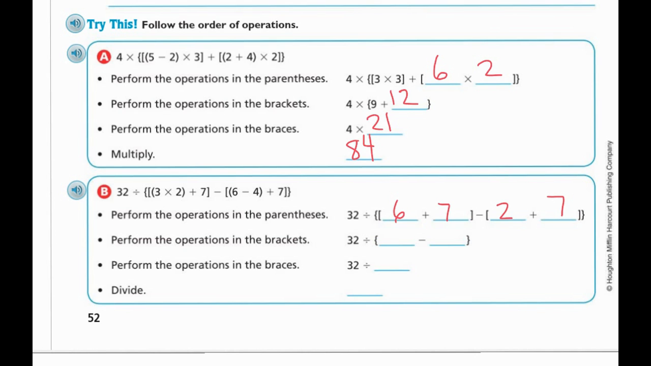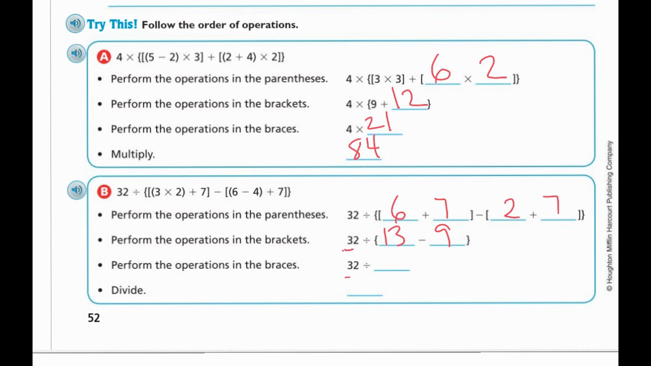Okay, so now I still have the 32. See how it's brought down? I still have that divided. So now I'm going to do inside my brackets, 6 plus 7. Okay, 6 plus 7 is 13. Okay, and then I have this minus sign. See that minus sign's right there? Now I'm going to do 2 plus 7, which is 9.